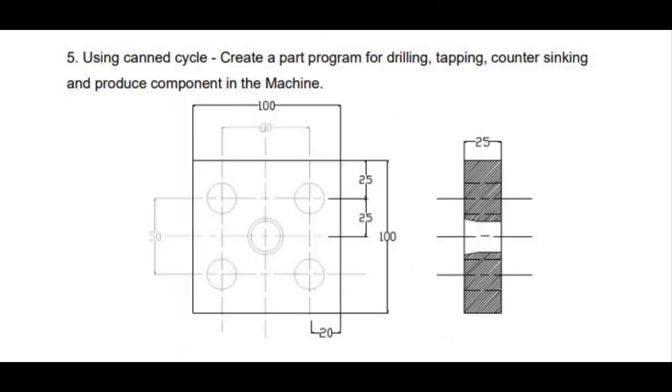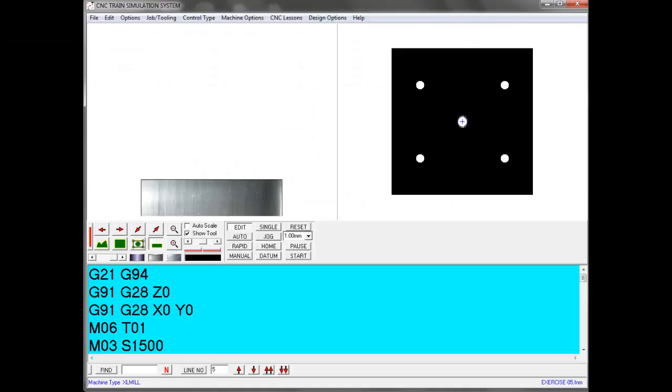Exercise 5. Using canned cycle, create a part program for drilling, tapping, countersinking and produce the component in the machine. In this video, we will see the programming of the M6 tap, pitch 1 mm, tapping operation. The tapping operation is the third operation after the drilling of the 5 mm hole and countersinking at the center.